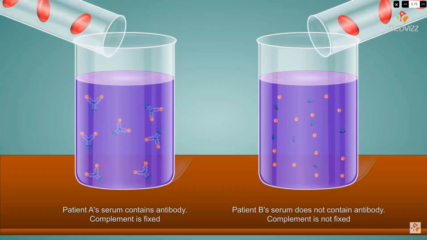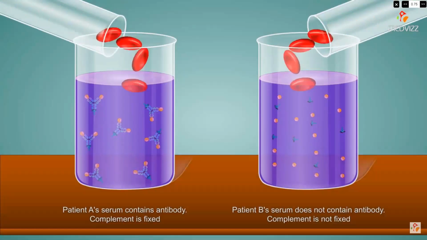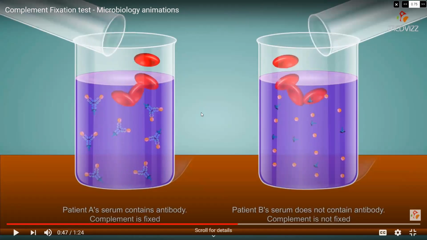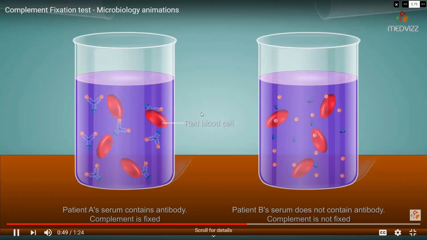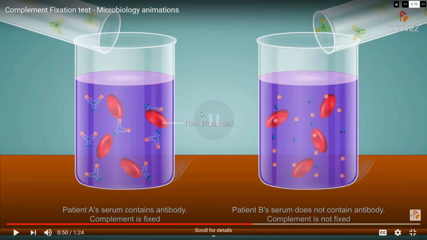See, now what you do is, to find out whether or not that complement has fixed properly to that antibody, you take RBCs of sheep and you add them to both the samples. Okay, these are sheep RBCs and you add special antibodies against the RBC. Okay, so you are adding anti-RBC antibody.